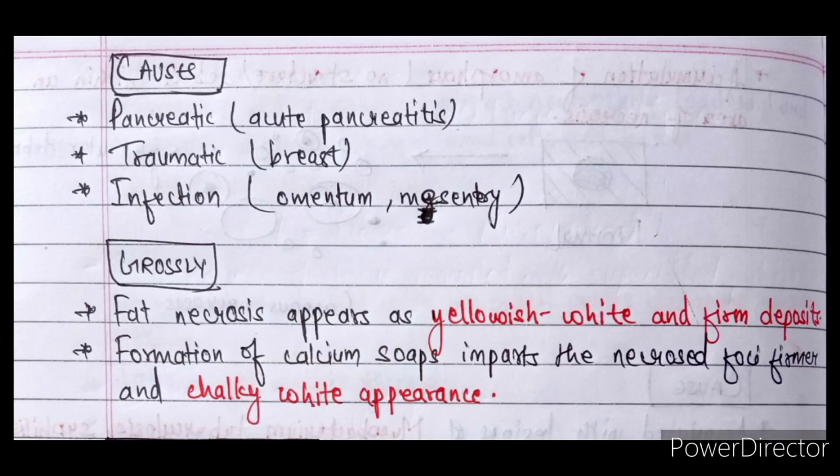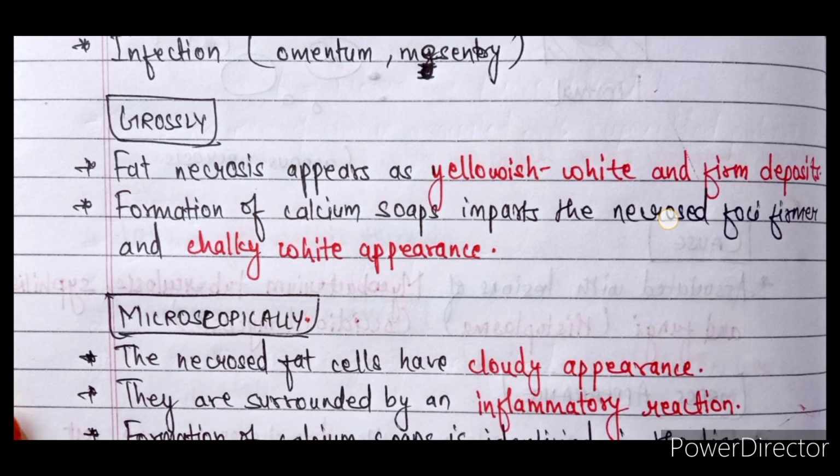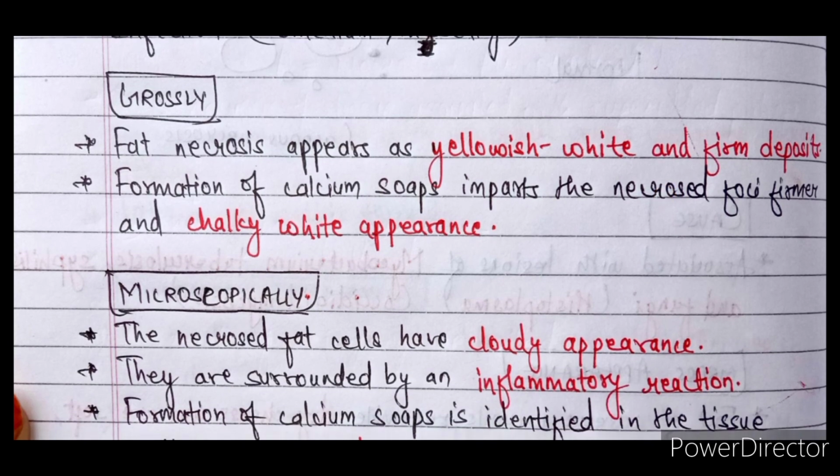So what are the causes of fat necrosis? Number one cause is pancreatic, that is acute pancreatitis, traumatic, that is of breast trauma, and finally it is infection of omentum or mesentery. So grossly we can see the fat necrosis appears as yellowish white and form deposits. The formation of calcium soaps imparts the necrosed foci firmer and chalky white appearance.